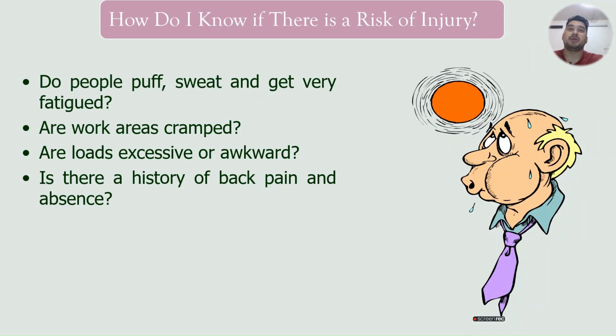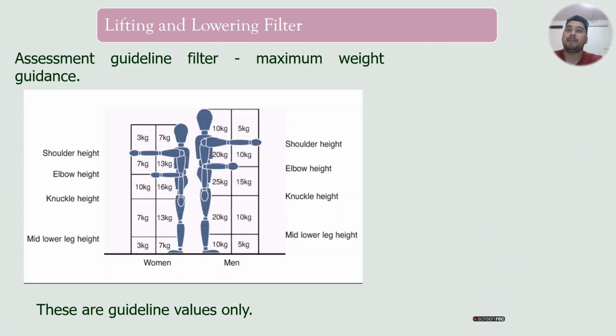How do I know if there is a risk of injury? How can you be sure that there is a risk related to manual handling? Do people puff, sweat, and get very fatigued while performing any manual handling task? Are work areas cramped? Are loads excessive or awkward? Is there a history of back pain and absence in the organization, with employees taking absence or complaining about back pain? All these things you have to check. Then you can say that yes, there is a risk of injury related to manual handling.